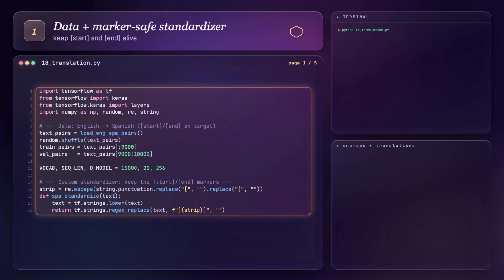Imports and the data. We load English-Spanish pairs and wrap each Spanish target in start and end tokens. The bookends the decoder uses to know when to begin and when to stop. Now a trap. Text vectorization by default lowercases and strips punctuation, which would tear the brackets right off our markers. So for Spanish, we hand it a custom standardizer that lowercases but leaves start and end intact. Two separate vectorizers, English and Spanish, don't share a dictionary, each adapted to its own vocabulary.